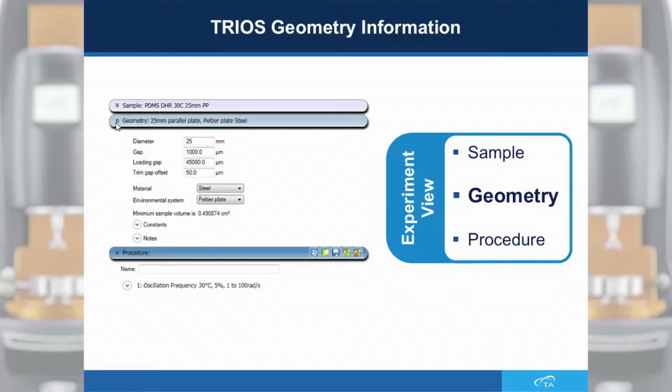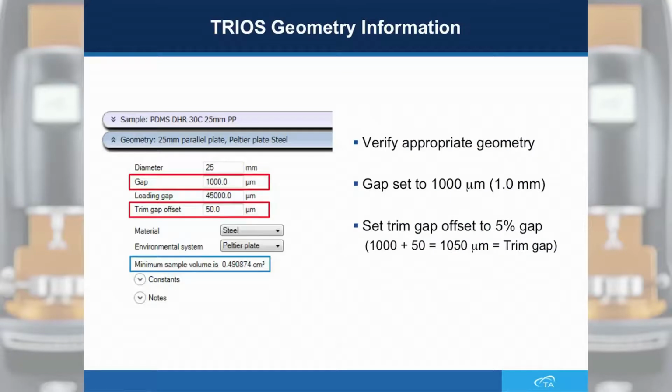Next, click down to the geometry bar and confirm the active geometry. Verify the gap and trim gap offset settings. For PDMS, we will be using a 25 mm parallel plate with a 1000 micron or 1 mm measurement gap. The trim gap offset is typically 5 to 10% of the gap setting. Here we will use 5% or 50 micron trim gap offset.